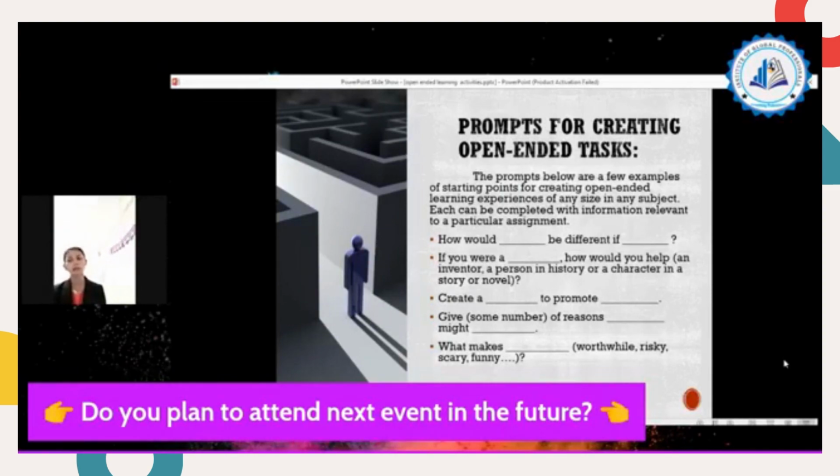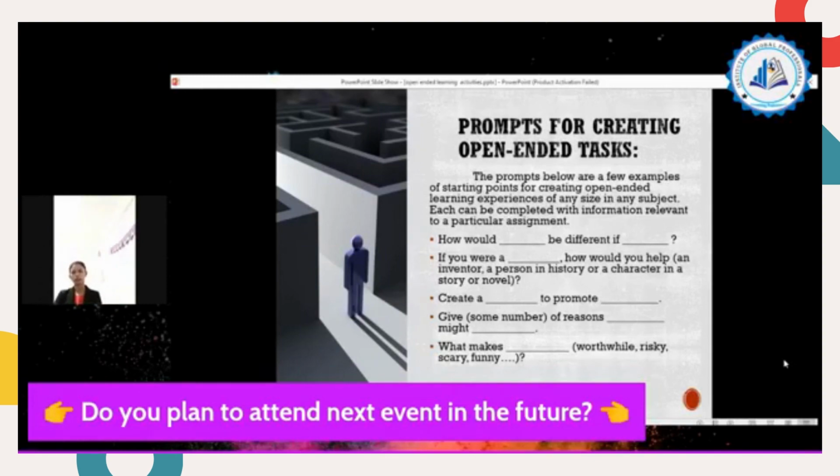Then the second is, if you were blank, how would you help an inventor, a person in history, or a character in a story or a novel? So you're going to supply that missing piece, and then by supplying that missing statement, your learners will give you a lot of ideas, their answers. They're going to raise their hands, and there will be no right or wrong answers to that question.